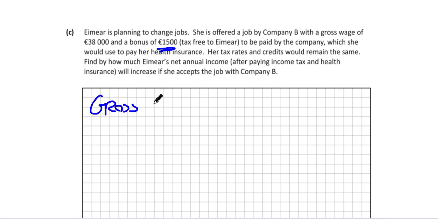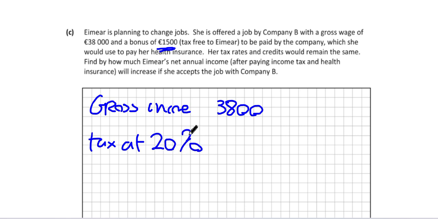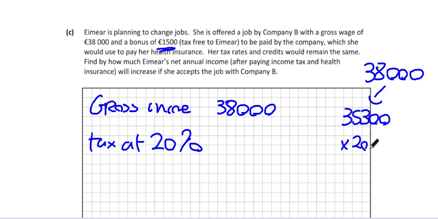Gross income is 38,000, yeah? And you're right. Tax at 20%. And the tax at 20% is the same as last time. Because last time, what did we break it up into? We broke it up into 35,300 at 20%. And what's the other one? Yeah, 2,700 at. Okay, and we're going to do the two of them now in the calculator, okay?